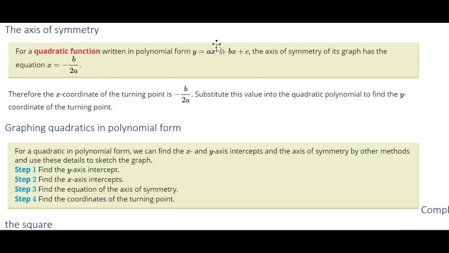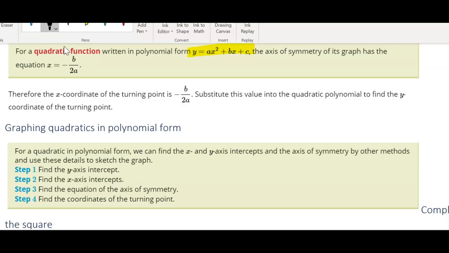Axis of symmetry. As I was saying before, you don't need your equation to be in turning point form. Here you can see it's in polynomial, or expanded, form. If it's in expanded form, you can find the x-coordinate of your turning point, which is the same as your axis of symmetry. As long as you can identify a, the coefficient of x squared, b, the coefficient of x, and c, your constant, you can get the x-coordinate of your turning point. So you don't have to always complete the square.